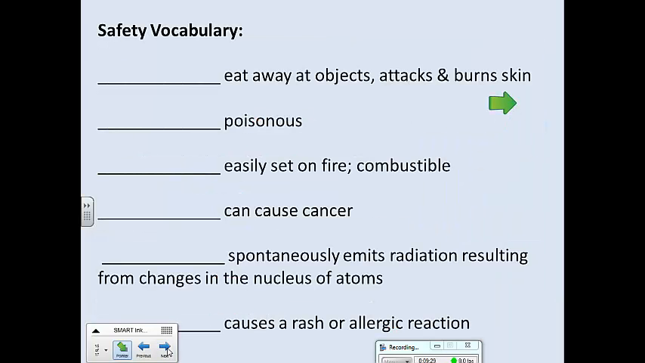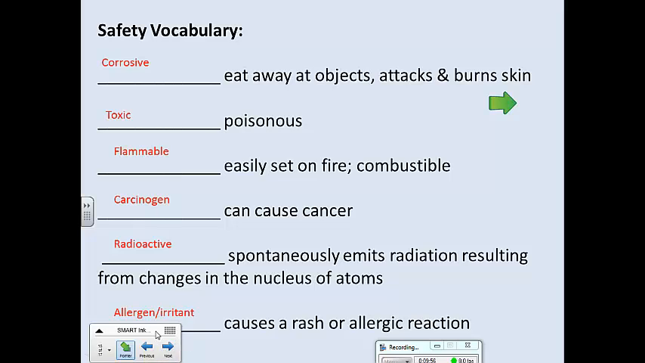Vocabulary that you're going to see when you're working with chemicals, you need to be able to tell us what that vocabulary means. So the first one, if you see the word corrosive, that's going to be something that's going to eat away at objects. It's going to burn your skin. Anything labeled as toxic will be poisonous. Inflammable, obviously, going to be set on fire, combustible. Carcinogens, which you guys might be familiar with, those will cause cancer. Radioactive things, we're not really going to work with those in the high school lab, but that's anything that's going to emit radiation. And then you have allergens or irritants, and that can cause rashes or allergic reactions on your skin or in your eyes.